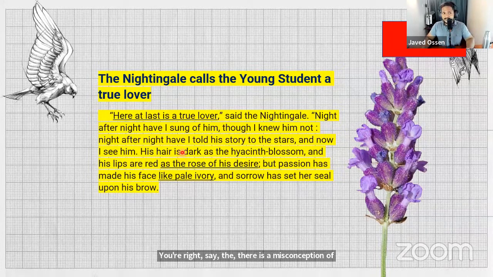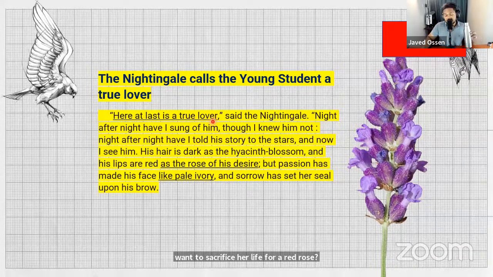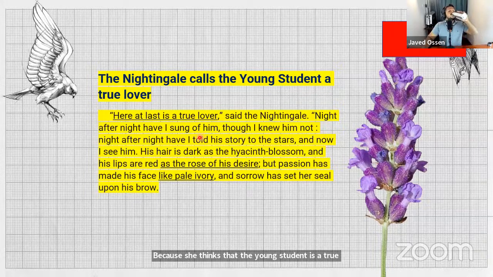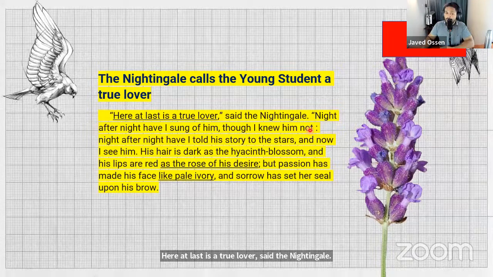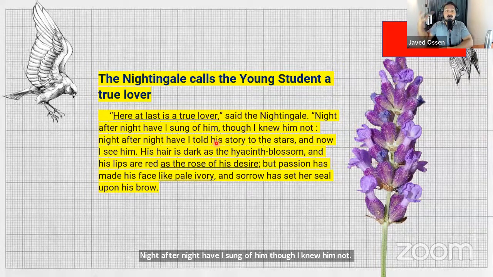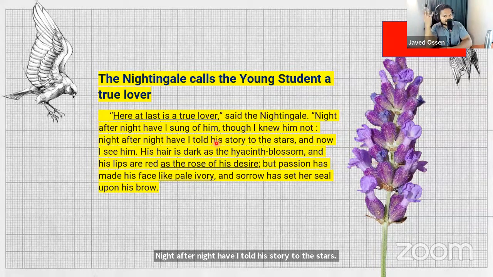So why does the Nightingale want to sacrifice her life for a red rose? Because she thinks that the young student is a true lover. Here at last is a true lover, said the Nightingale. Night after night have I sung of him, though I knew him not. Night after night have I told his story to the stars. And now I see him. His hair is dark as the hyacinth blossom.